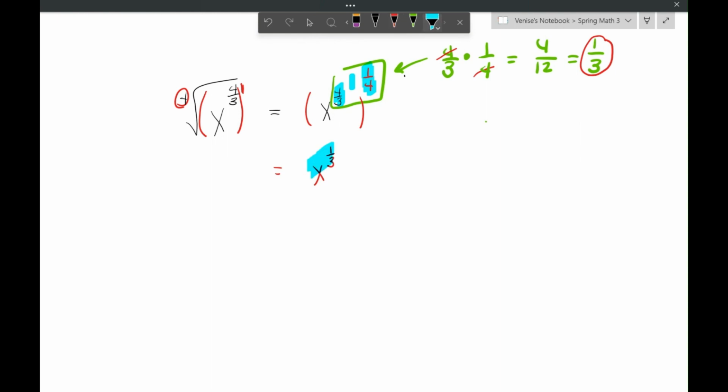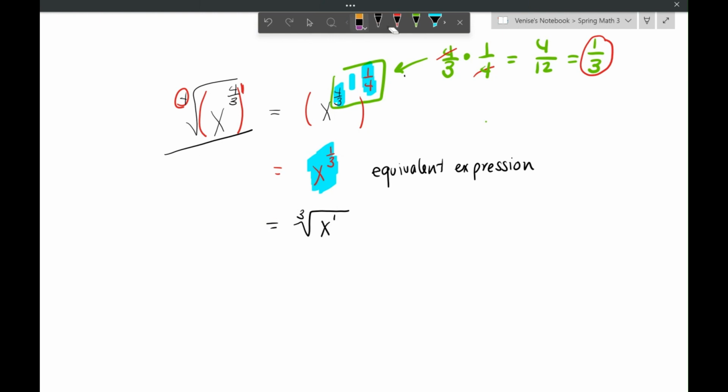Okay, this means one equivalent expression. This is an equivalent expression of this. Another equivalent expression is rewriting it into a radical form with an index of 3, x to the first power. Since we don't have to put 1, this is also an equivalent expression. Okay, so this is for number 1.